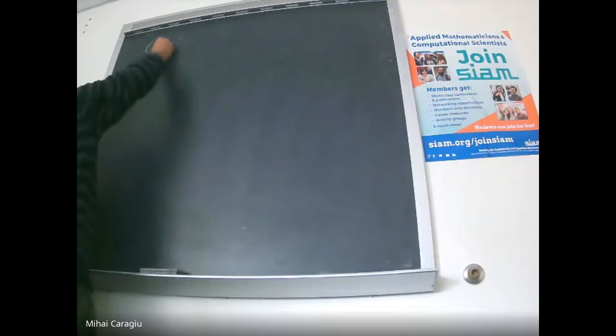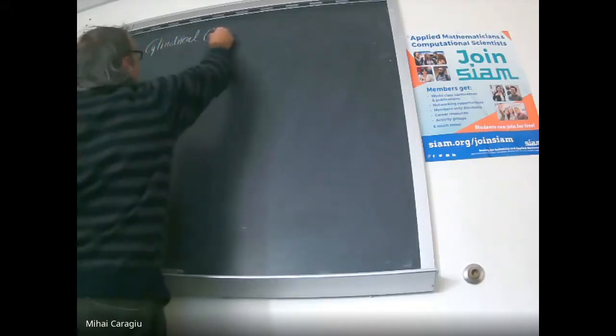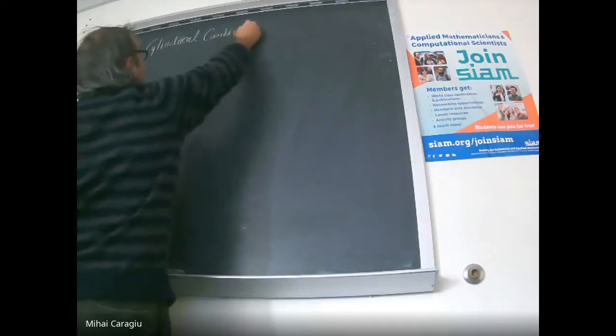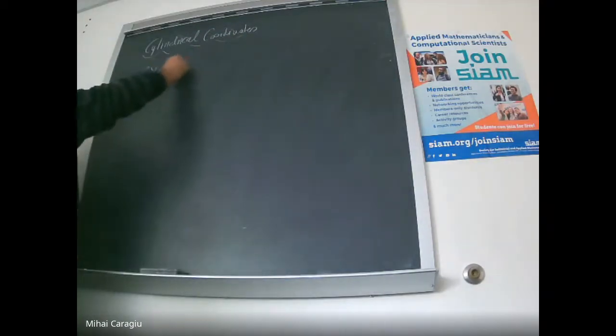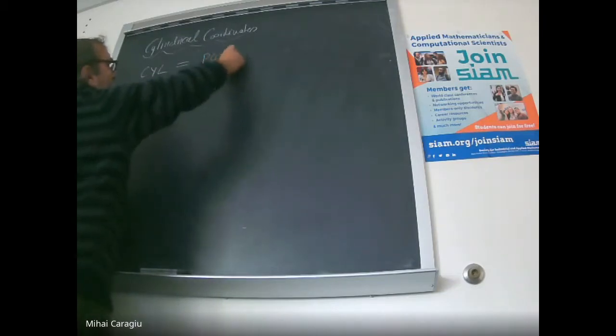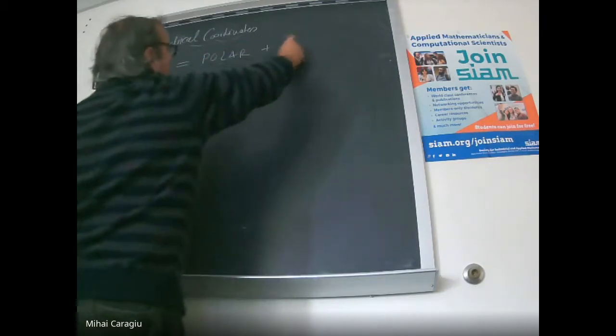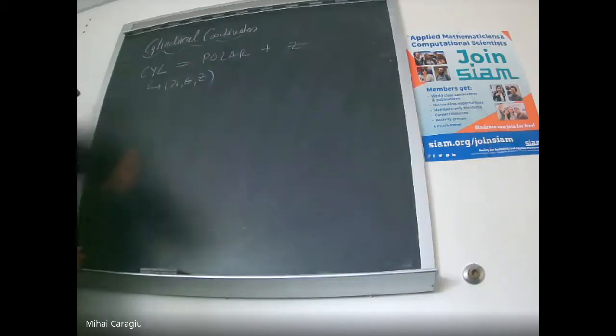Let's do some triple integrals in cylindrical coordinates. So essentially, cylindrical coordinates are polar coordinates plus z coordinates. So cylindrical coordinates are r, theta, and z.